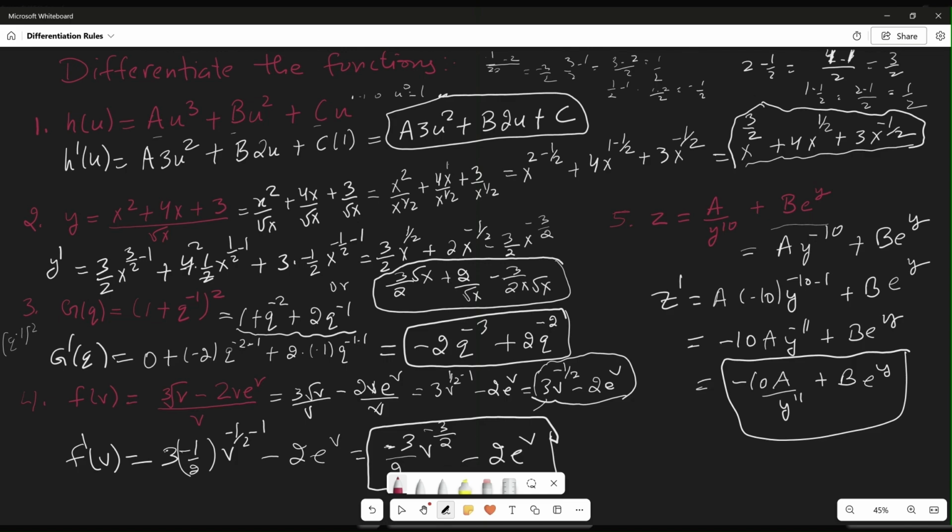Sorry, just realized my mistake. This was negative 1 here, right? Derivative of q to the negative 1 is negative 1 times q to the negative 2. And so this is supposed to be negative here. My bad.